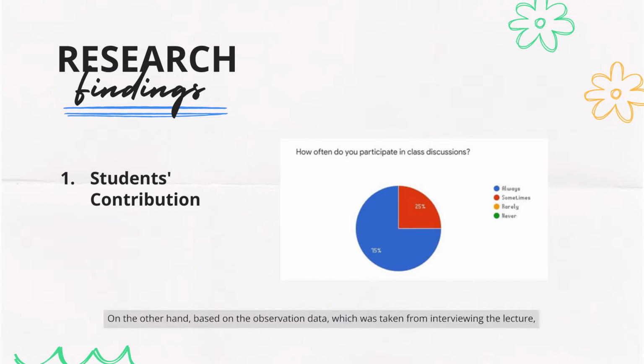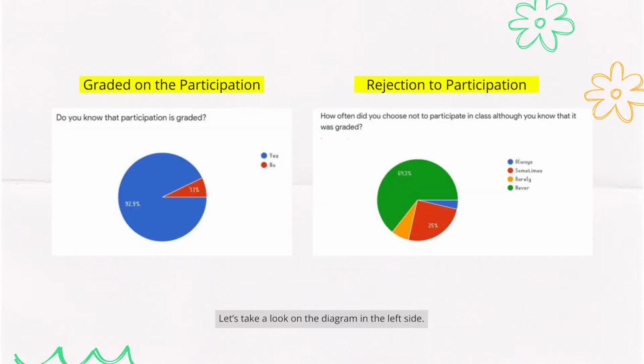On the other hand, based on the observation data taken from interviewing the lecturer, there are less than 75% students who always participate in class discussion voluntarily. The other students want to participate if the lecturer asks them to speak. Let's take a look at the diagram on the left side.